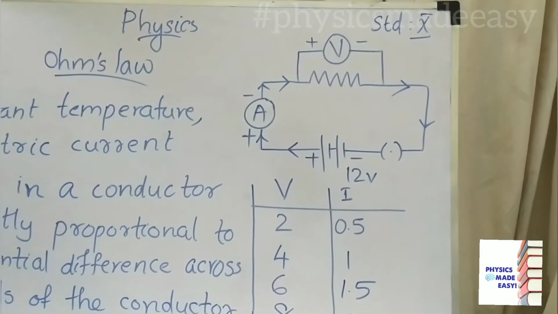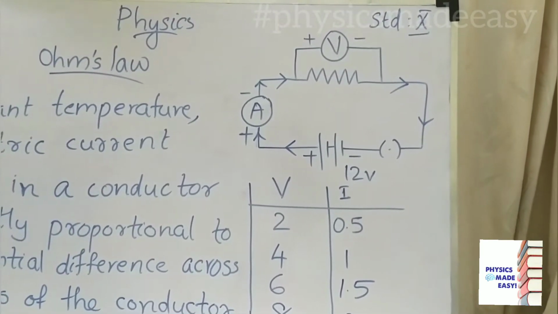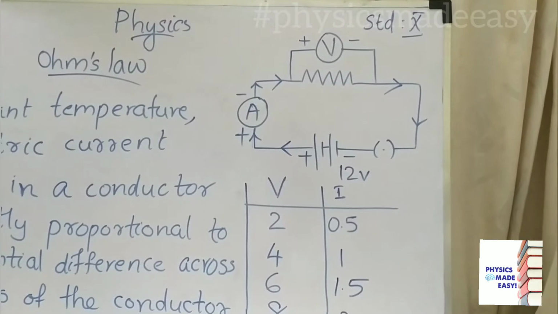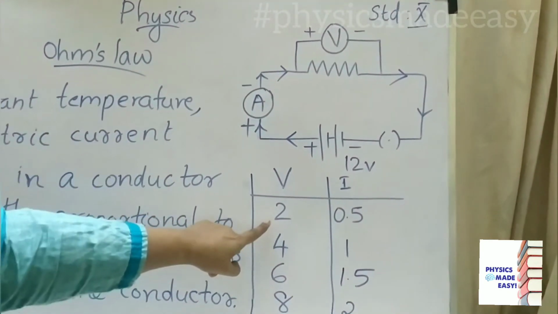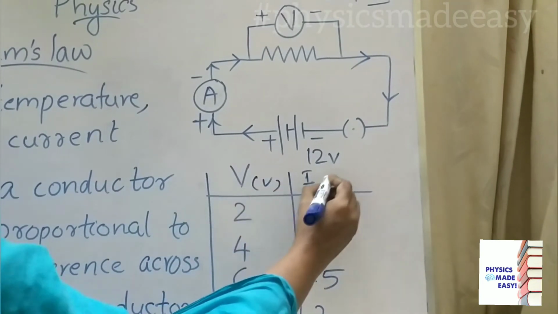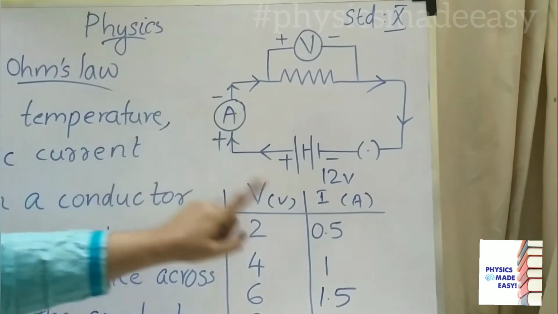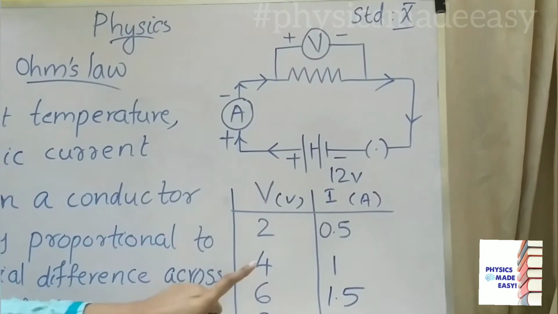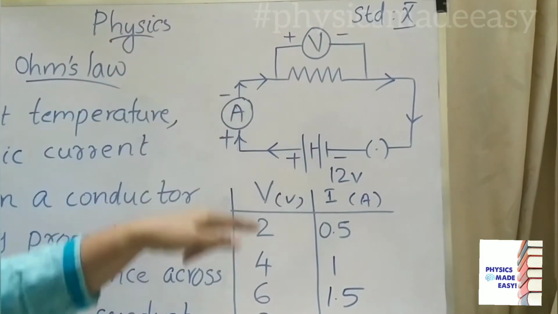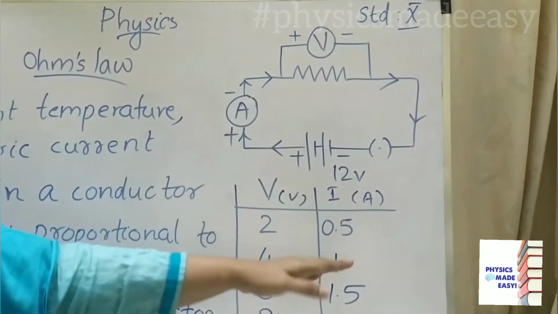If you are changing the value of potential difference, what will happen to the current? If you are doing that experiment by keeping the value of potential difference as 2 volt, you can measure current 0.5 ampere there. Then like that, if you are increasing the potential difference to 4 volt, then you will get the value like this.